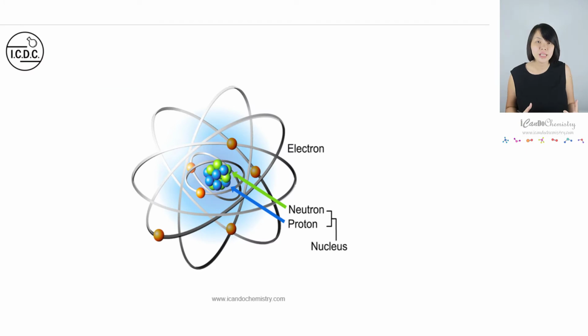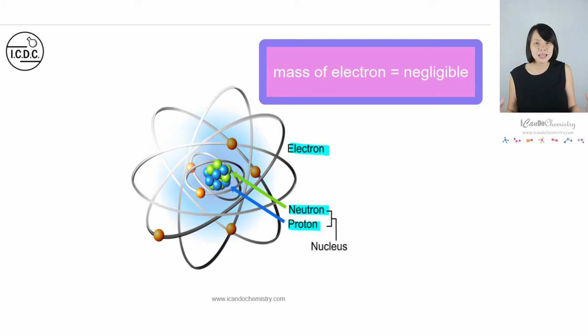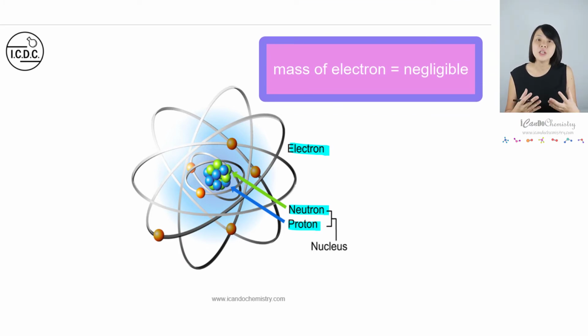This is a pictorial representation of an atom. Atoms are made of 3 different subatomic particles, and we call them electron, neutron, and proton. Protons and neutrons are in a dense center that we call a nucleus. Electrons move around the nucleus in the electron shells. The mass of electrons is negligible as compared to the mass of protons and neutrons in the nucleus.